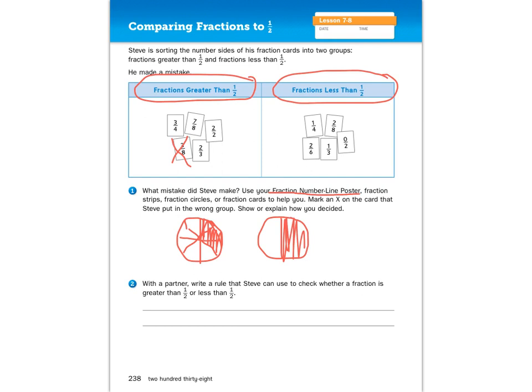And then it says, with a partner, think about a rule that Steve could use to check whether a fraction is greater than 1/2 or less than 1/2. I want to go ahead and look at these fractions with you. Let's look at greater than 1/2. I want you to look at the numerator. Remember, that's the top number, and then the denominator, that's the bottom number. When you look at those, I want you to look at the differences between the fractions on the left side over here and the fractions on the right side.